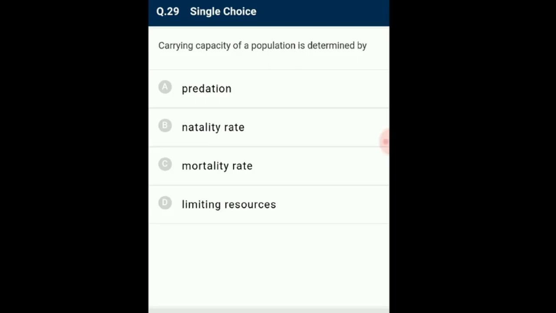Natality rate is the number of newborns per thousand in a particular area for a given time, that is called birth rate. Mortality is the death rate, measured as the number of deaths per thousand in a particular area for a given time. Predation is the population interaction between predators and prey. So the answer for this question is option D, limiting resources.